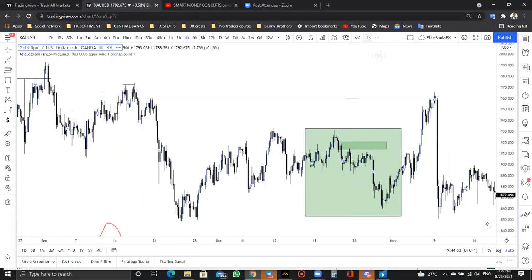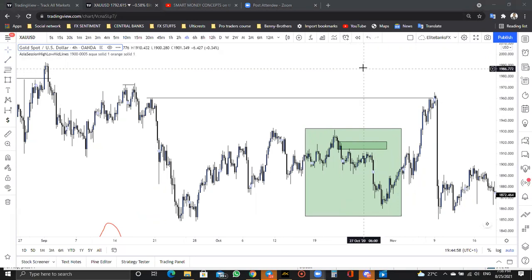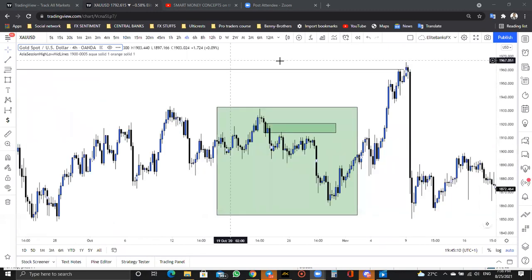Put in the chat box if you know what a banker's block is. Who knows what a banker's block is? If you know, just tell me so that we don't waste time. If you don't know it, put a no in the chat box. Okay, it's okay.